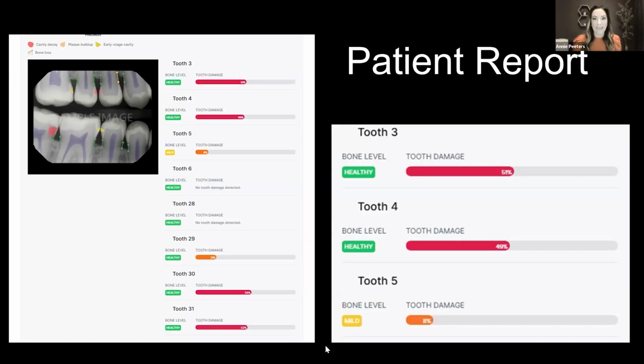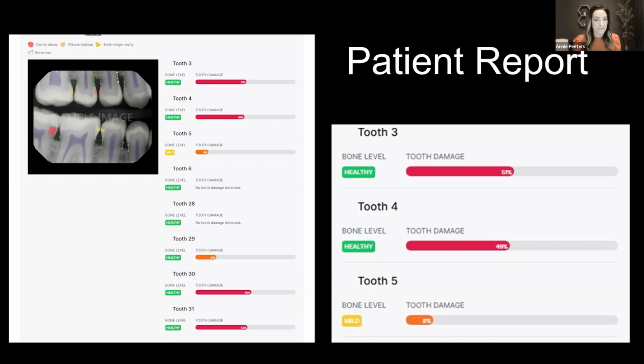You can see here on the right, I zoomed in on teeth number 3, 4, and 5. I really wanted to draw attention to tooth number 5 because it's showing the bone level as mild, which is going to be a yellow dotted line, like Lisa had mentioned on the previous slide. That's indicating a mild level for that patient. It's also going to give you the percentage of tooth damage. This is going to be helpful. You could use this on your insurance claims as well, right? And in your case presentation, for how much percentage of that tooth is actually damaged.